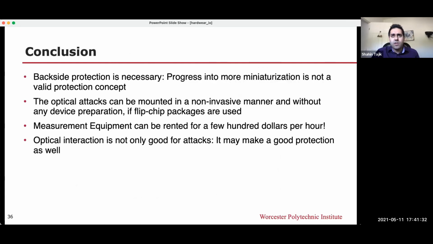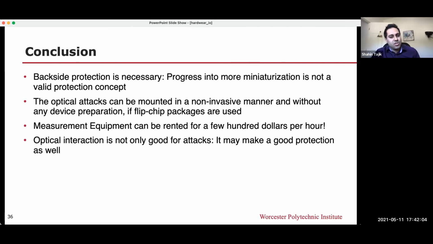I would like to conclude my talk here. I would like to really emphasize that backside protection is necessary. Going to smaller technology sizes doesn't mean that your design is secure. And by the way, even if optical probing or optical techniques in general don't work, failure analysis engineers are still inventing new failure analysis tools to debug those 5-nanometer chips, for example.